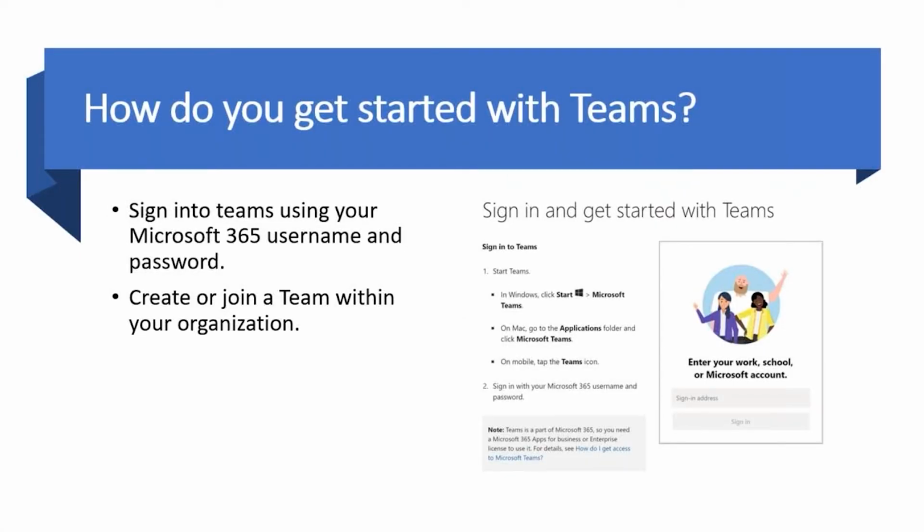So how do you get started with Teams? You're going to want to sign into Teams using your Microsoft 365 username and password, and you're either going to want to create or join a team within your organization. On the right's a little diagram, a step-by-step tutorial. You would open up Teams by going to your Windows, clicking Microsoft Teams, or on Mac you go to your Applications folder and click Microsoft Teams, or on mobile you'd tap the Teams icon, and from there you'd sign in using your Microsoft 365 username and password.